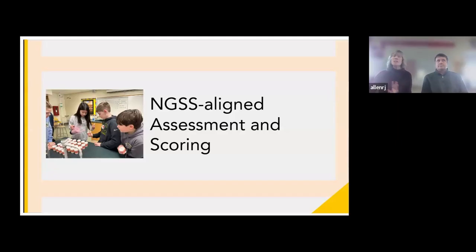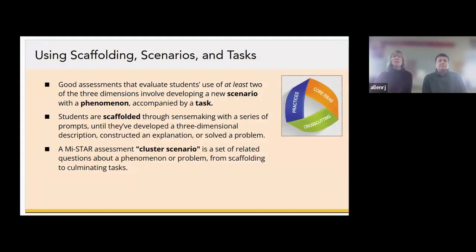But let's start by looking at a MyStar assessment, looking at what an NGSS aligned assessment should look like, and then thinking about how we grade these to help get us started. So some of the hallmarks of an NGSS aligned assessment is that a good assessment should evaluate students' use of at least two of the three dimensions.